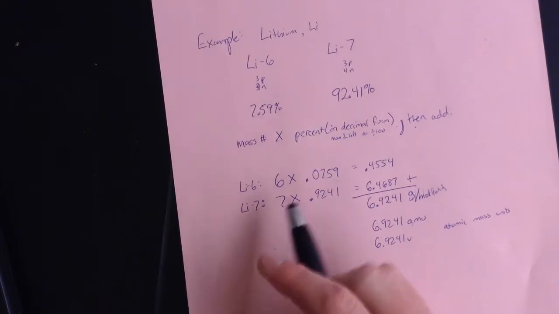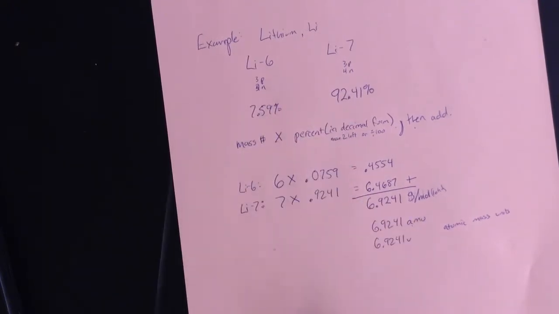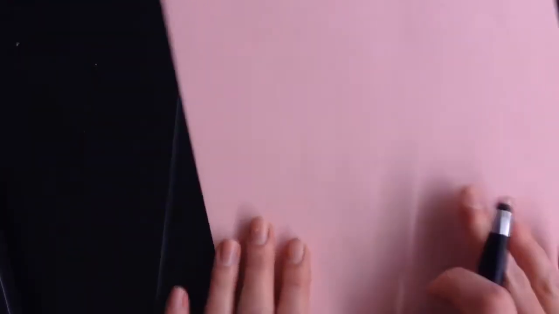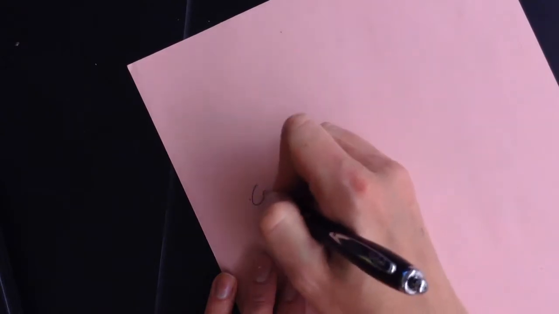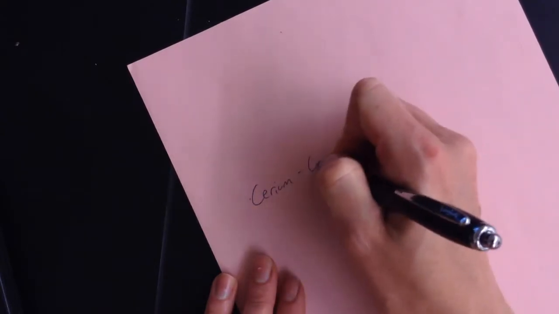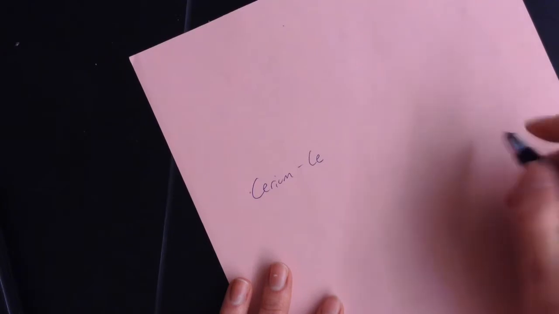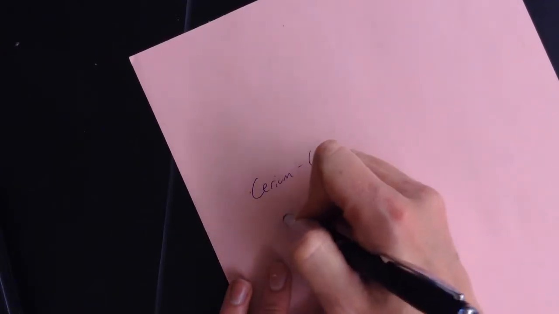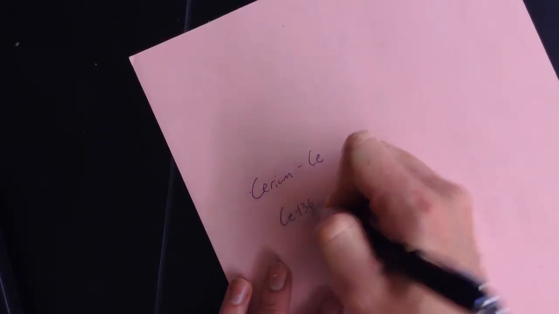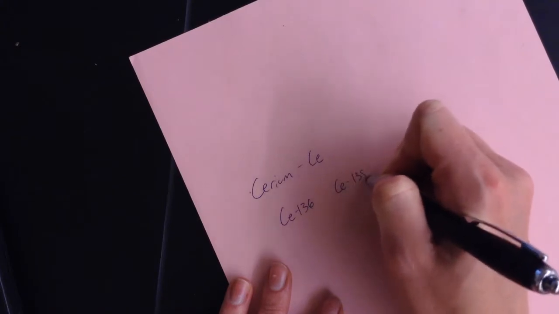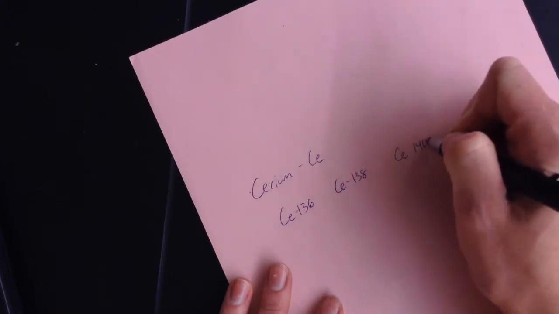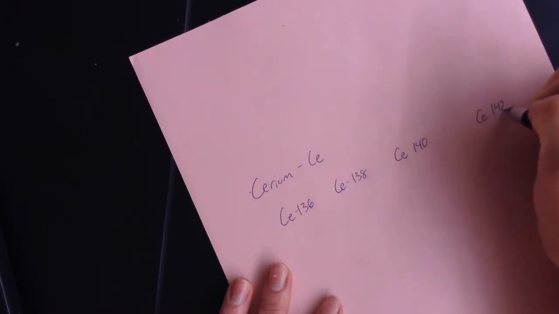So what if you had more than just 2 different isotopes? Okay, let's look at another example. What if I had cerium? Cerium is CE. I can't remember what number it is on the periodic table. It's on the bottom somewhere, or in the middle. Either way, cerium has 4 isotopes. There's cerium-136, cerium-138, cerium-140, and cerium-142.